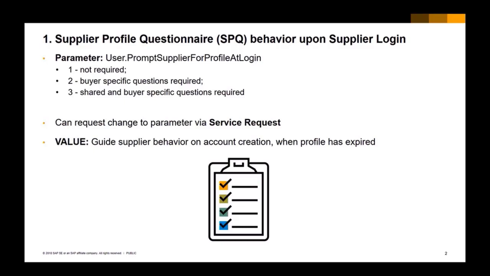And the final parameter setting is requiring that suppliers keep both their Ariba cloud profile and their buyer-specific questions up to date. You might want to go for number 3 if you're relying on certain information that the supplier is filling in at the Ariba cloud account level. Like I said, you can request for a change in these parameters via a service request. And the value here really is just guiding suppliers upon account creation and when their profile is expired to make sure your supplier information is always up to date.